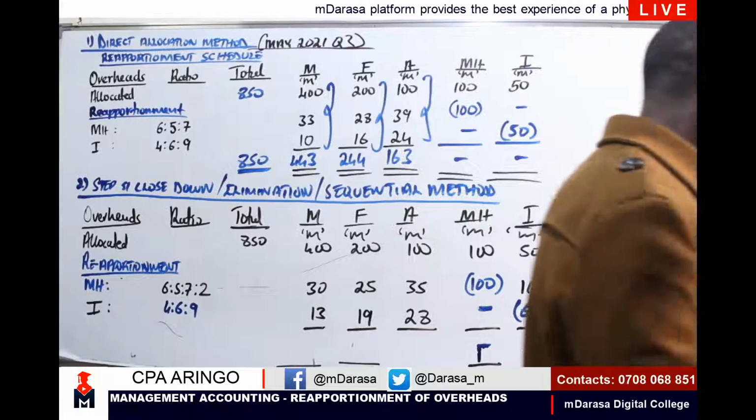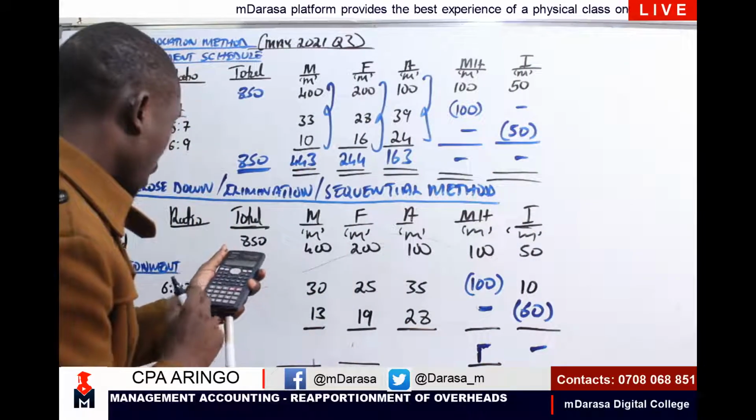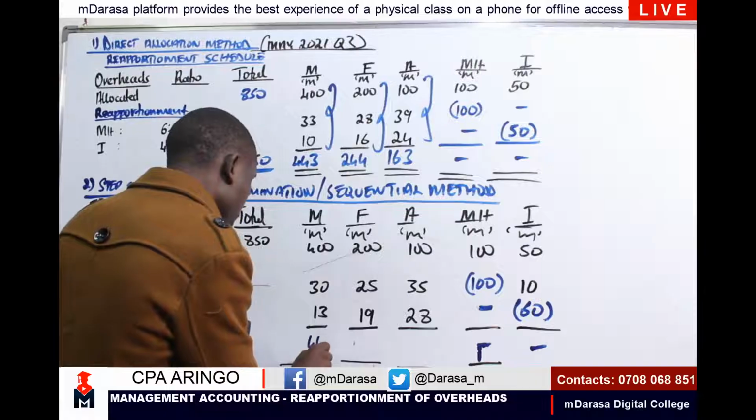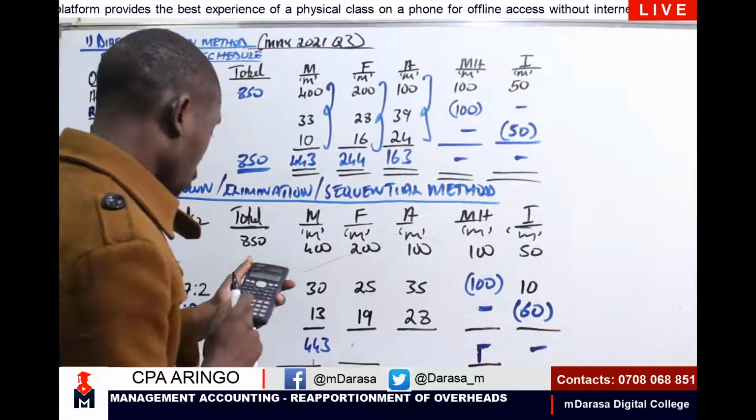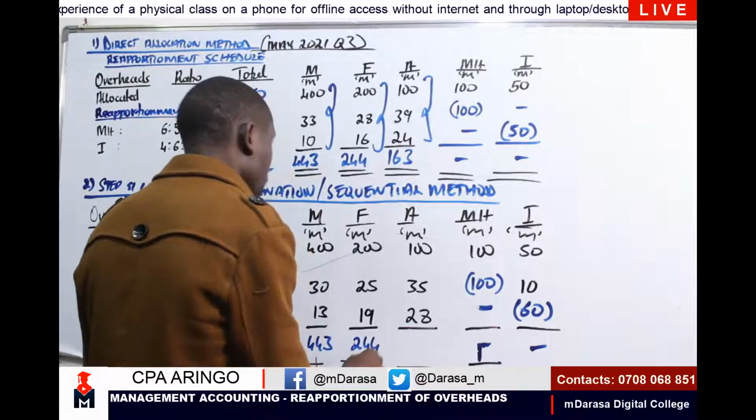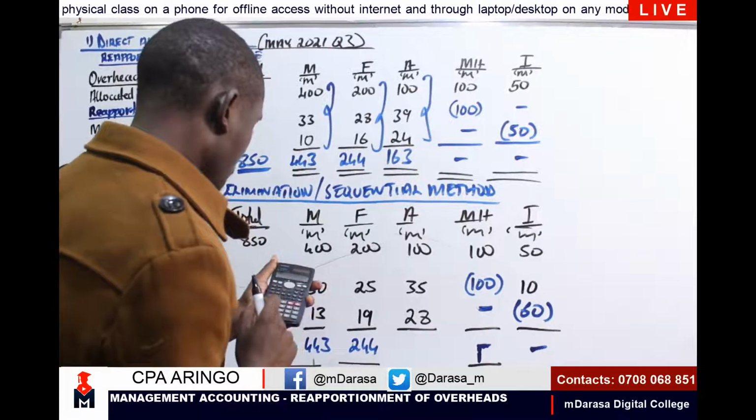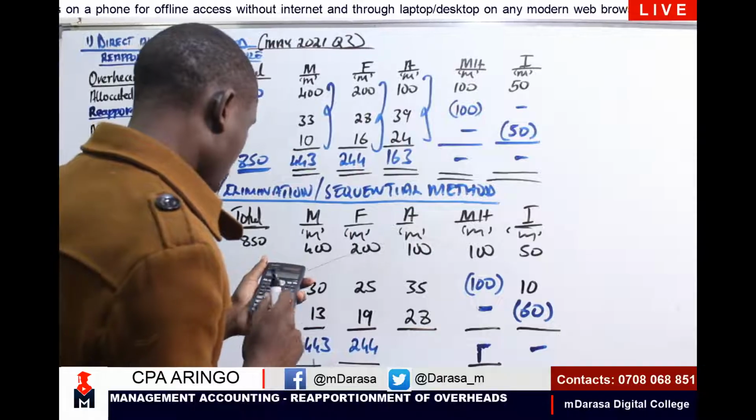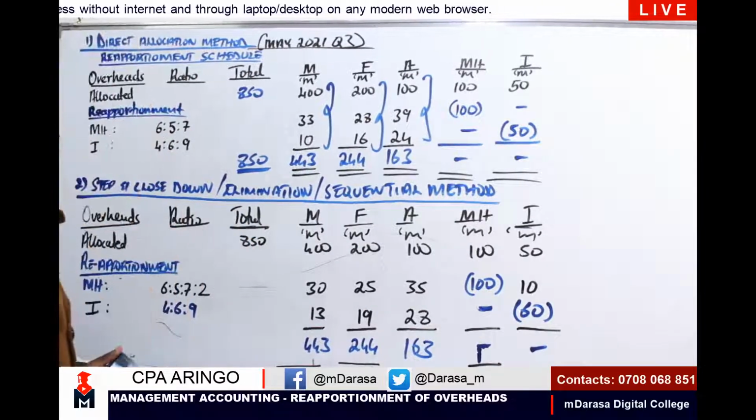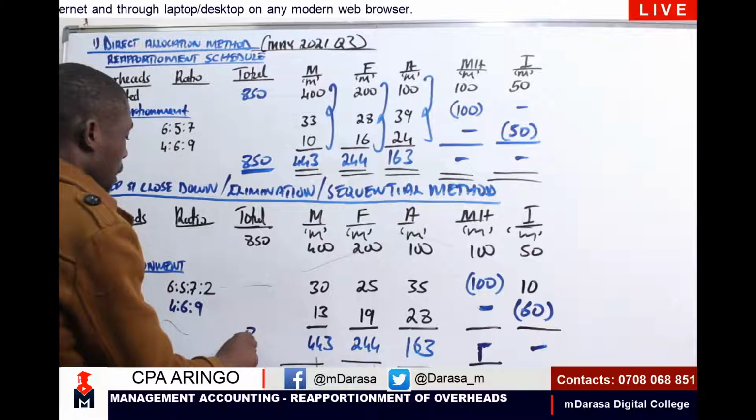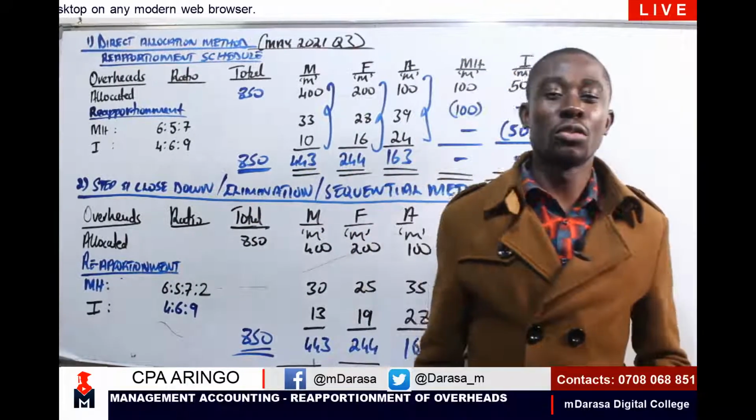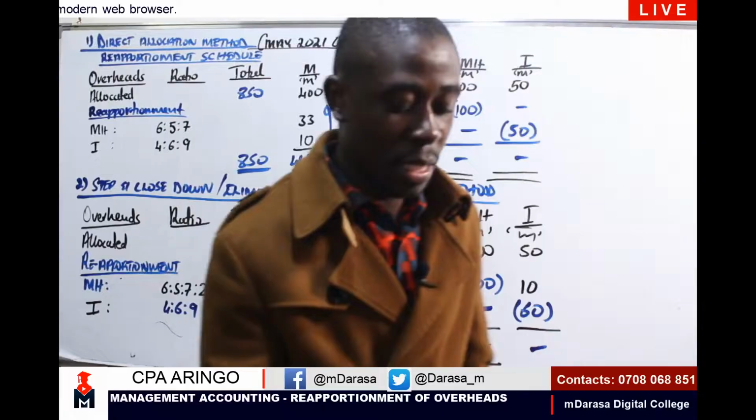What will be my overheads in machining? 400 plus 30 plus 13. This should give us 443. Then 200 plus 25 plus 19. This should give us 244. And finally, 100 plus 35 plus 28. This should give us 163. So if we sum it up, that should take us back to 850. And basically, that is how you're supposed to use the elimination step and close down method.